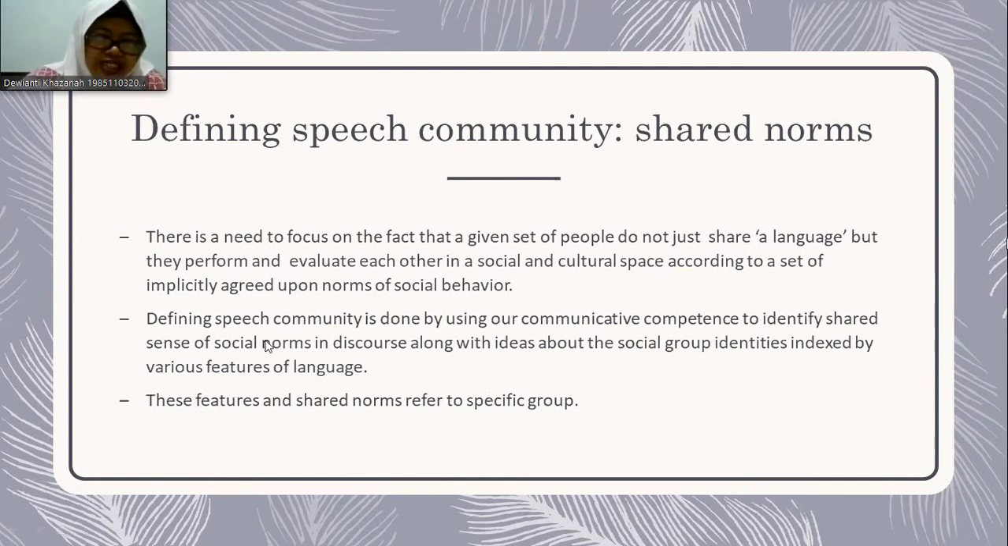Ya, jadi shared norms itu bisa terlihat dari features of language that are being used, the varieties of language that are being used.